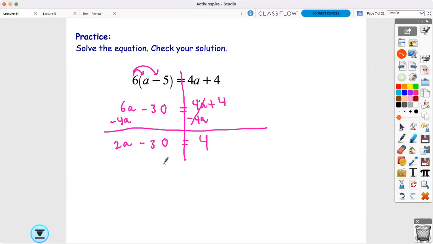And then I did plus 30, and then I did onto the 4, and then the -30 and the plus 30 cancels out, and then 4 plus 30 is 34. Good. And then bring down the 2A. Okay. And then I did plus 2A. I mean -2A. I'm sorry.